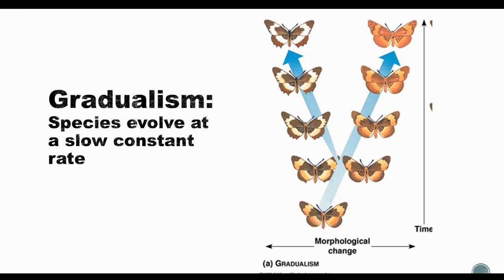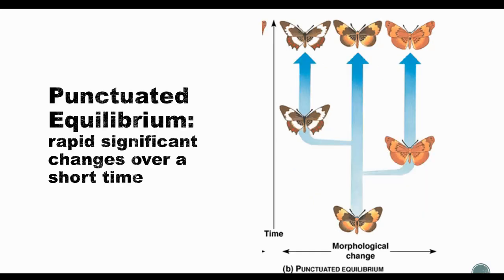All right, so I'm going to talk about a couple ways we talk about evolution now. So gradualism, this is the idea that species evolve at a slow, constant rate. So here we have over time and morphological change from our common ancestor. So we have our common ancestor, and we have slight differences here, and then they can get broader, more differences between the two species as time goes by. But this is happening at a very slow, constant rate.